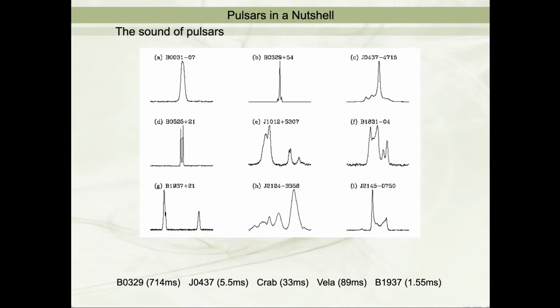I'm going to ask the opposite. Since we've got these very precise clocks, are there any wide binary pulsars that allow us to test gravity in the weak limit?